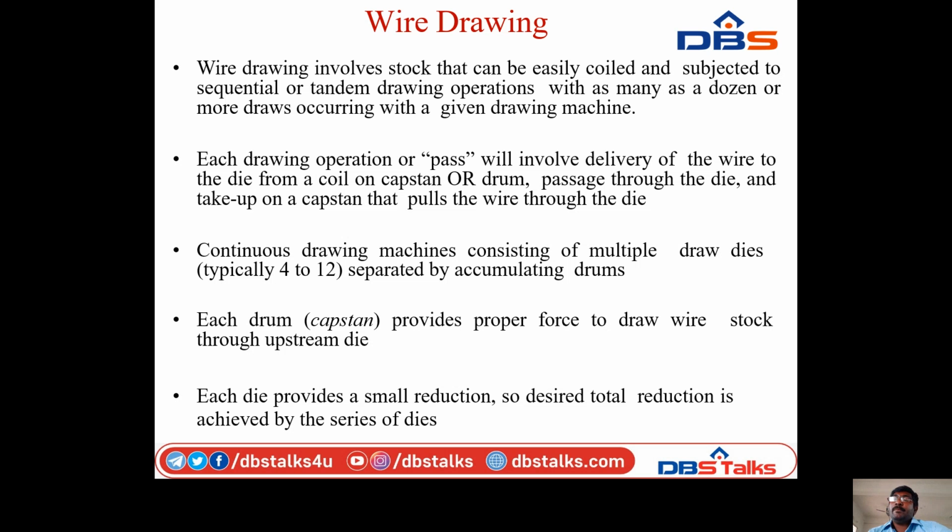Continuous drawing machines consist of multiple draw dies, typically 4 to 12, separated by accumulating drums. Each drum provides proper force to draw stock through the upstream die. Each die provides a small reduction, so the desired total reduction is achieved by the series of dies.